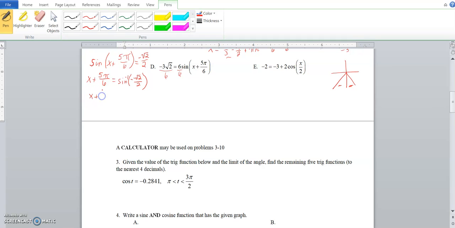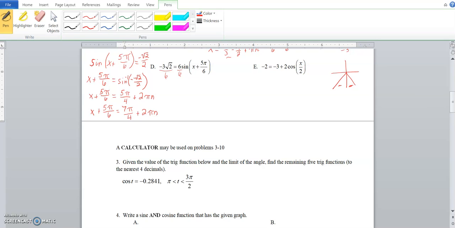x plus 5 pi over 6 equals, well, let's see, that's 1, 2, 3, 5 pi over 4. Immediately plus 2 pi n. But we know that there's another answer, x plus 5 pi over 6 over here, so that's 1, 2, 3, 4, 7 pi over 4. Again, immediately plus 2 pi n. So our answers are close.